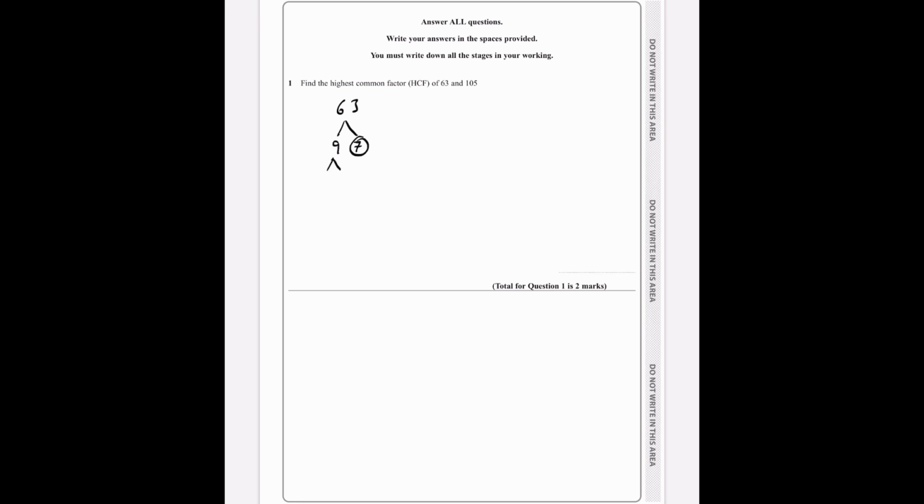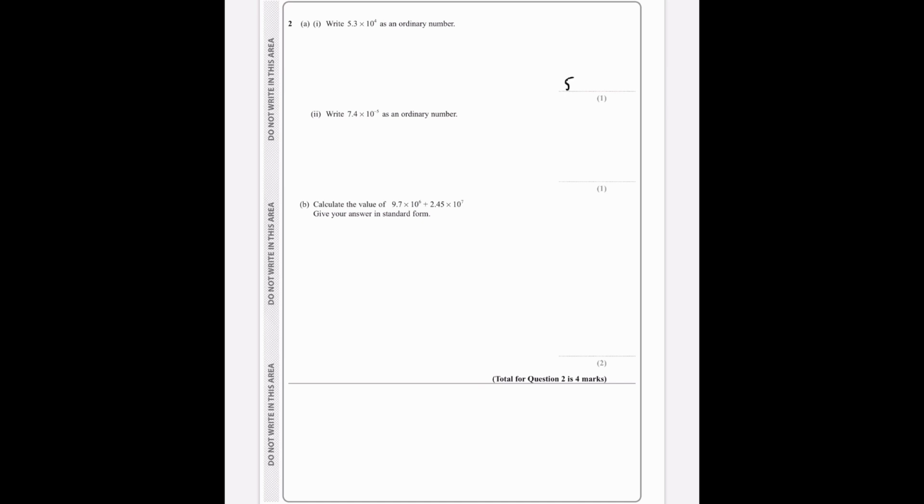Okay, highest common factor. You can list factors of 63 and 105 if you want. It shouldn't take you too long. I'm going to do prime factor decomposition. So 63 is equal to 3 squared times 7. 105 is equal to 3 times 5 times 7. And then I'm looking for the factors they have in common. They both have a 3 and they both have a 7. So the highest common factor is 3 times 7, which is 21.